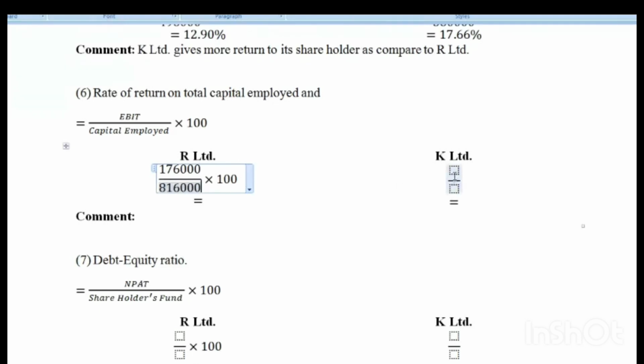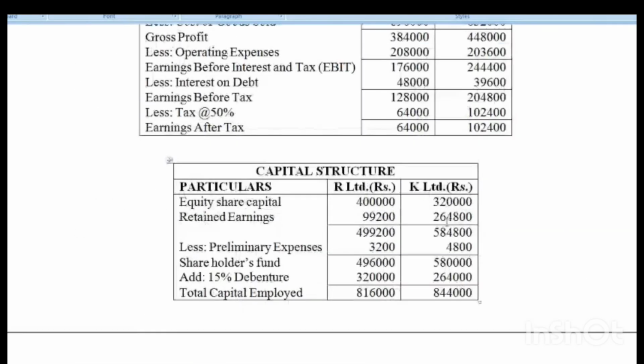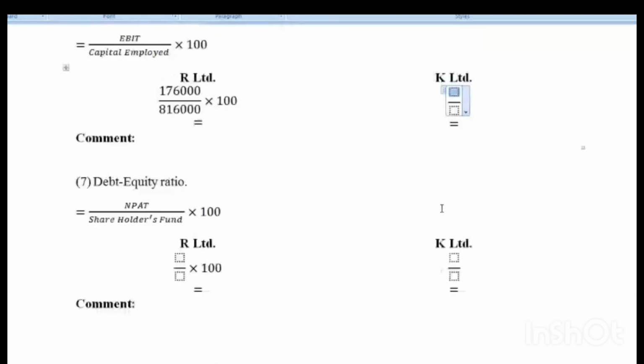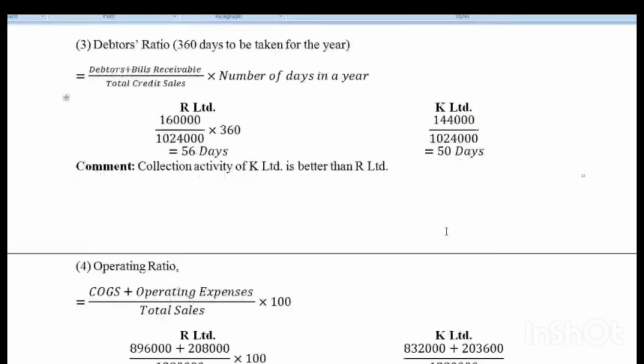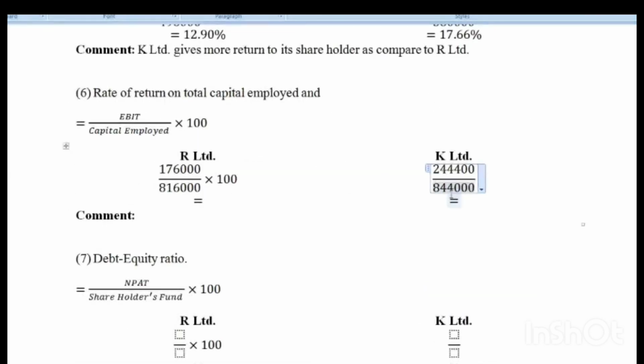In the same way, here for K Limited, what is EBIT? 2,44,000. And capital employed is 8,44,000. The answer is 21.57 percentage for the first, and for the second, 28.96 percentage. Just a moment, you put the 100.